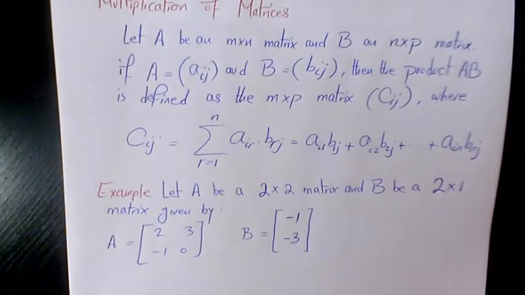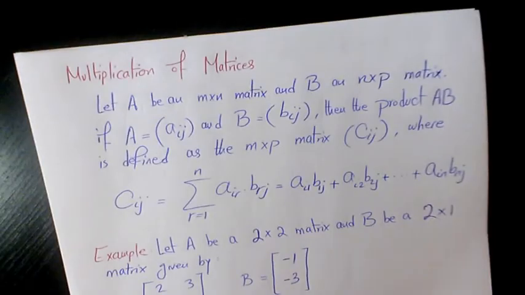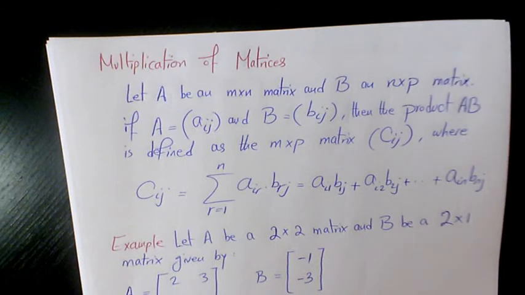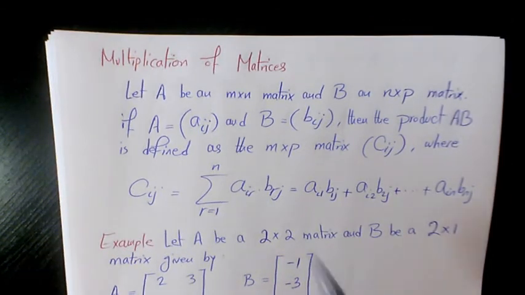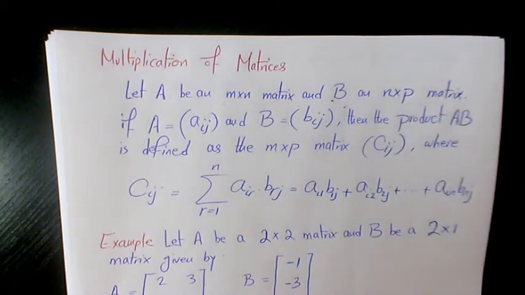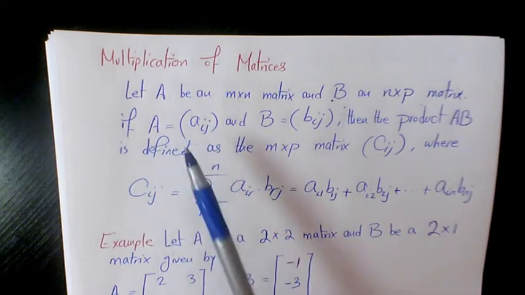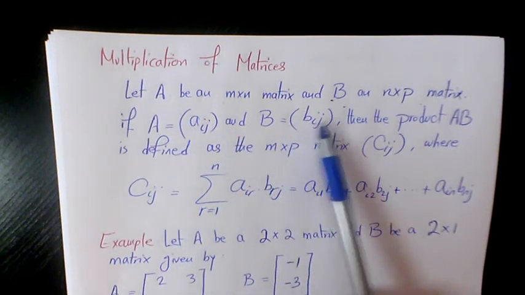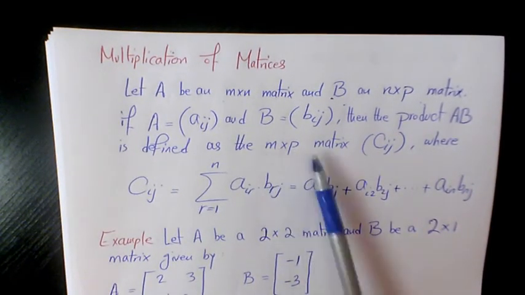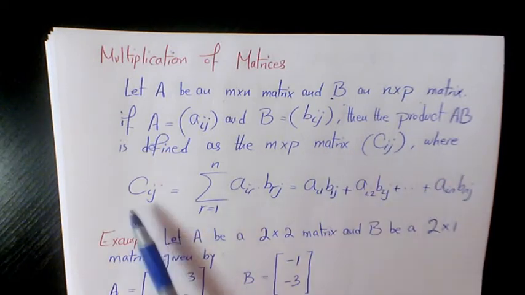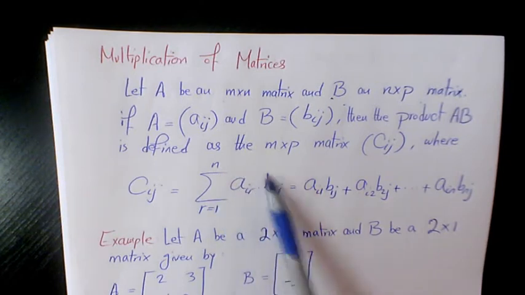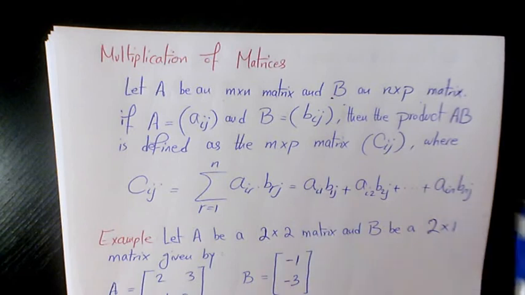Let's see what's next. Next is multiplication of matrices. So what is the multiplication of matrices? Let A be an m by n matrix and B an n by p matrix. If A's element is Aij and B's is Bij, then the product AB is defined as the m by p matrix Cij, where Cij is the sum from r equals 1 to n of Air times Brj, which will be the expansion here.